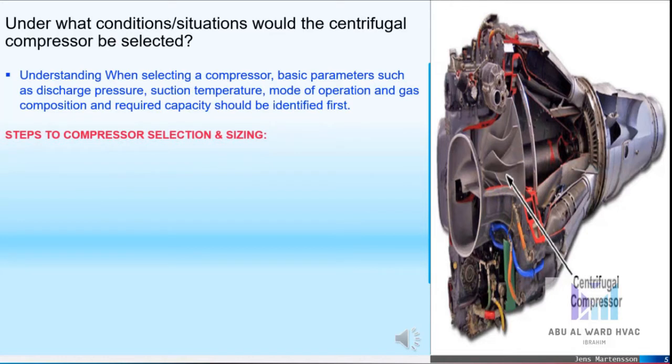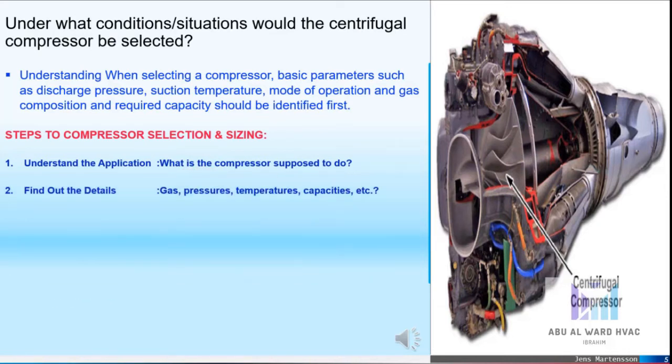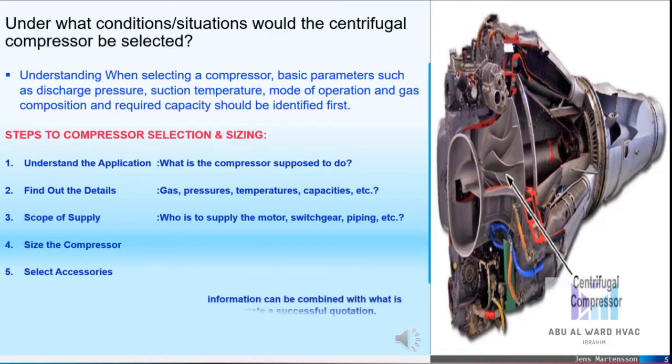Steps to compressor selection and sizing. First, understanding the application. What is the compressor supposed to do? Find out the details: gas, pressure, temperature, capacities, etc. Scope of study: who is to supply the motor, switchgear, piping, etc. Next we have to size the compressor and finally select accessories. When all the above has been done, this information can be combined with what is known about the customer's needs and desires to generate a successful quotation.